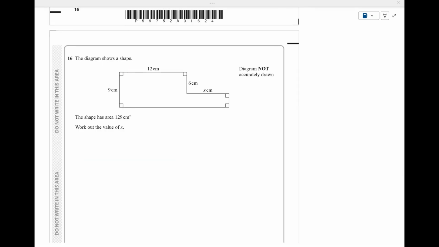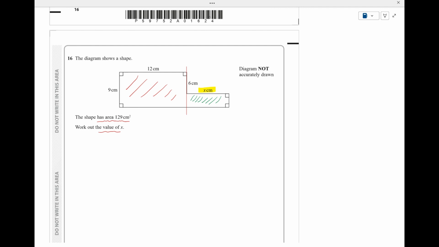Question 16. The diagram shows a shape. Yes, it does. The shape has an area of 129. Work out the value of x. Oh, well, here's x. Oh, maybe if I cut it off here, I could work out the area of that bit. And then, because I know the whole area is 129, I could work out the area of that bit. And maybe that'll help me get x.